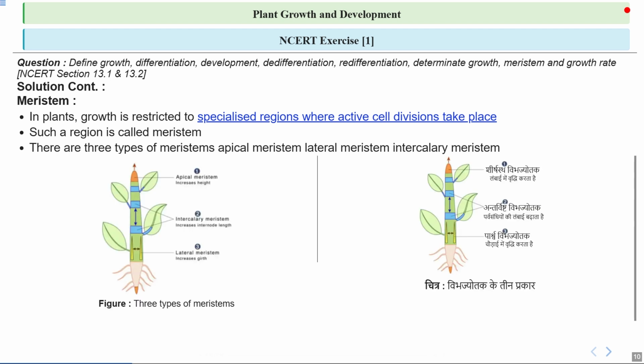So apical means apex. It is related to the apex. It is present in the apex. Lateral is important for increasing the width. And talking about intercalary, it is important for elongation. Okay, it is present in between.